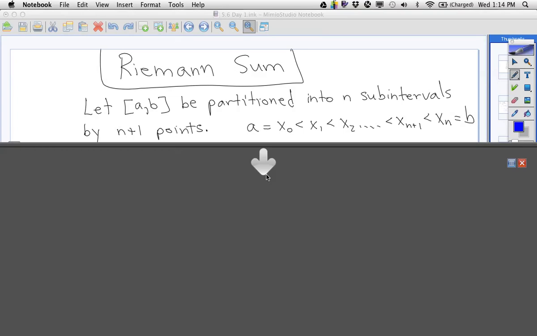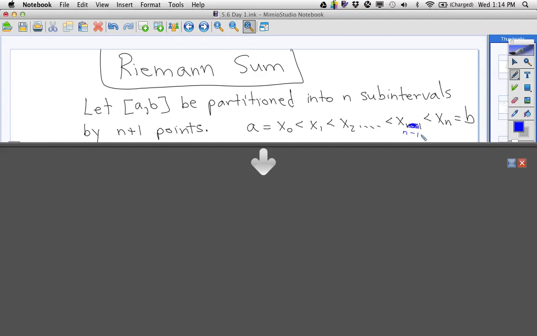Yes, I did that wrong. I noticed that in the other class, and then I forgot to fix it. This should be x sub n minus 1 right there. Okay? So x sub 0, x sub 1, x sub 2, x sub 3, x sub 4, x sub n minus 1, and finally x sub n is the last one, which is the b. Okay, so that's what that means. So it's just explaining our notation.